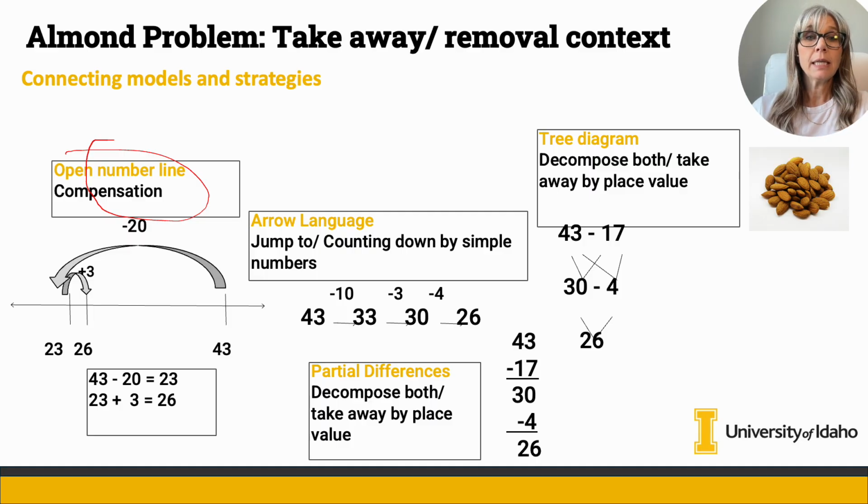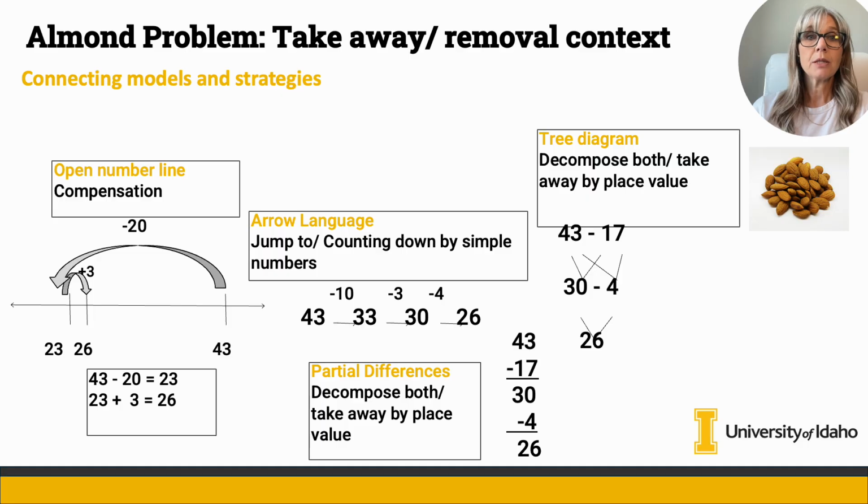Next, I use counting down using arrow language. This model comes from a number line, again. It's just a more abstract form. I've used arrows to represent the jumps on a number line. It's a good example of how I'm using the same strategy as the one I used previously, but using 2 different models. So let's look at the tree diagram.